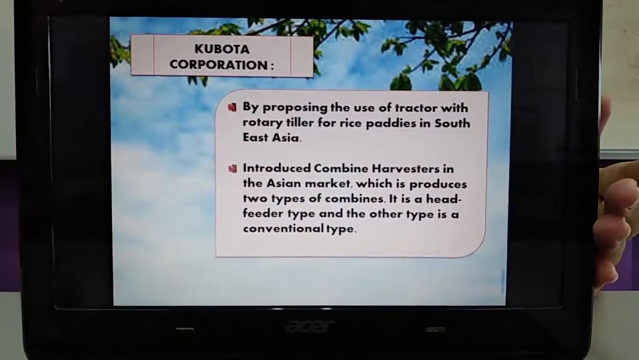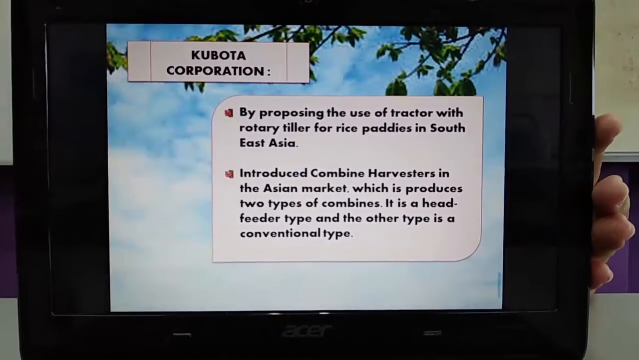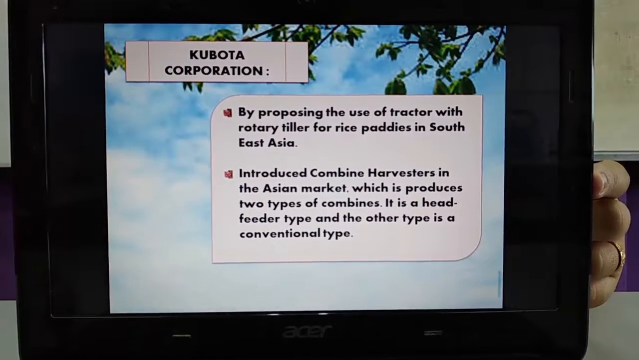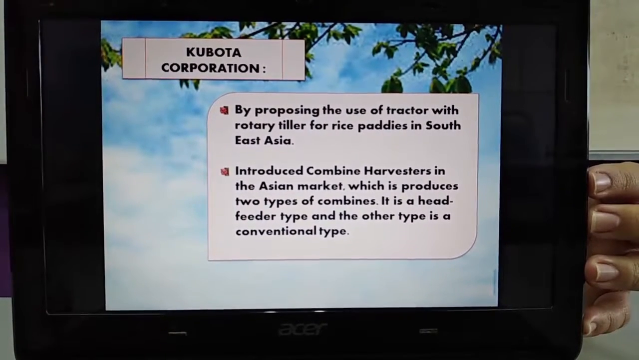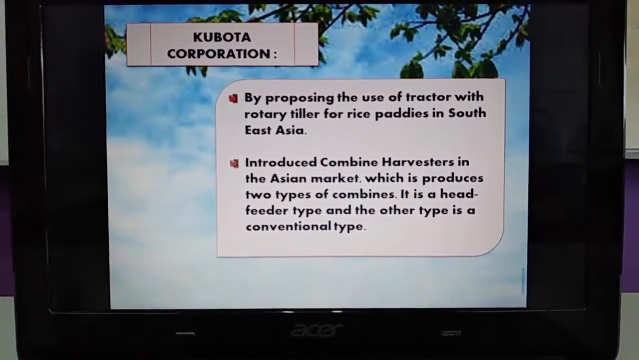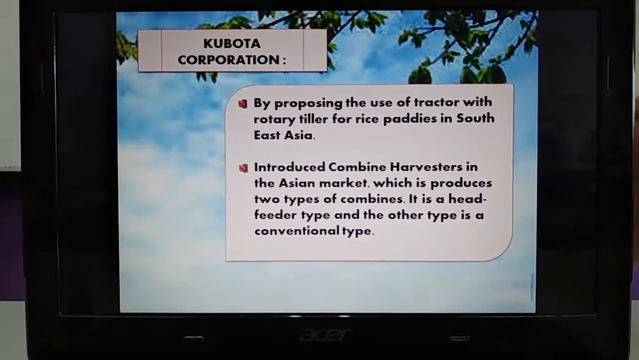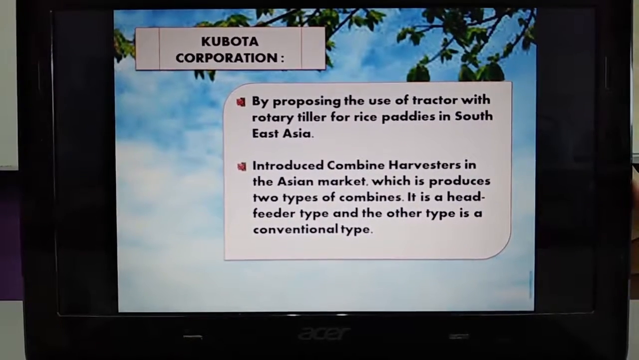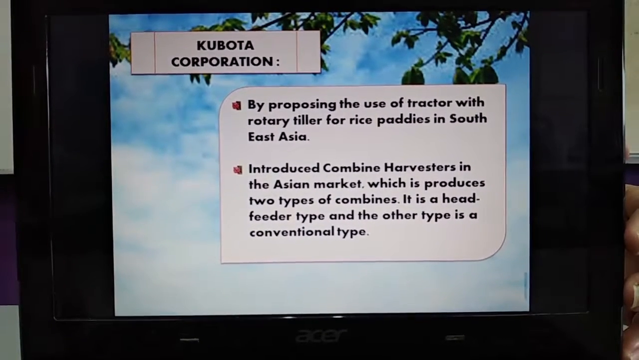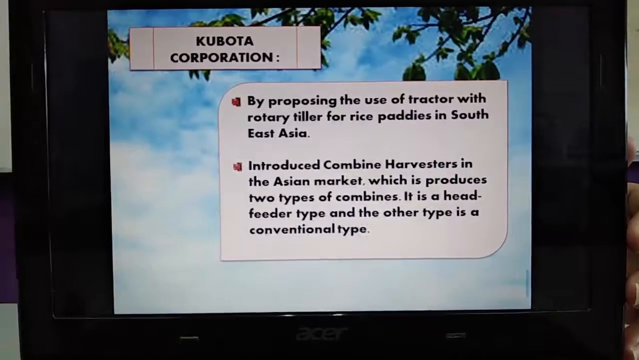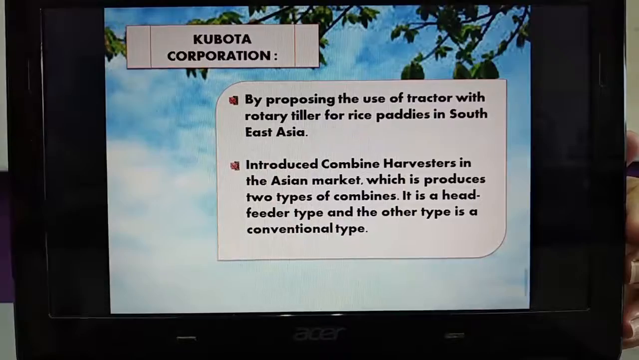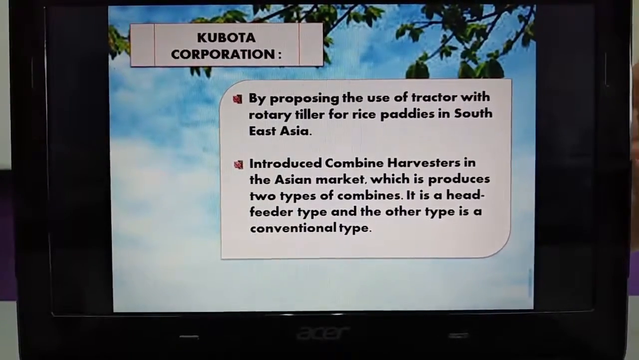Okay, the next slide is about Kubota Corporation, which is proposing the use of tractors with rotary tillers for rice paddy in Southeast Asia. Kubota Corporation also introduced the combine harvester in the Asian market, producing two types of combine: a head feeder type and a conventional type. The rapidly growing population of developing countries is threatened by an increasing deficiency in food supply within the next 2 decades. That's why Kubota Corporation proposed this solution.